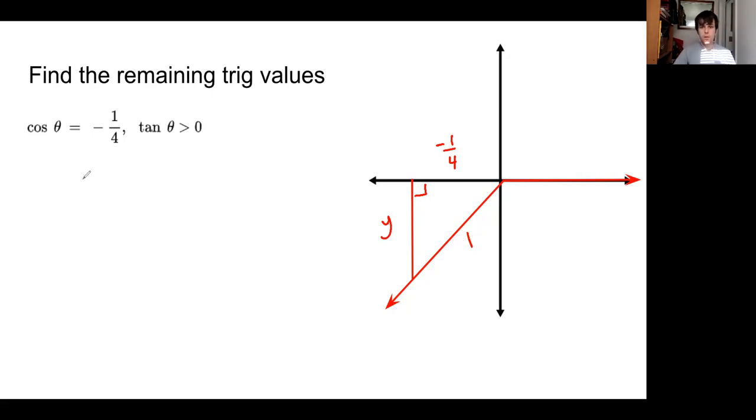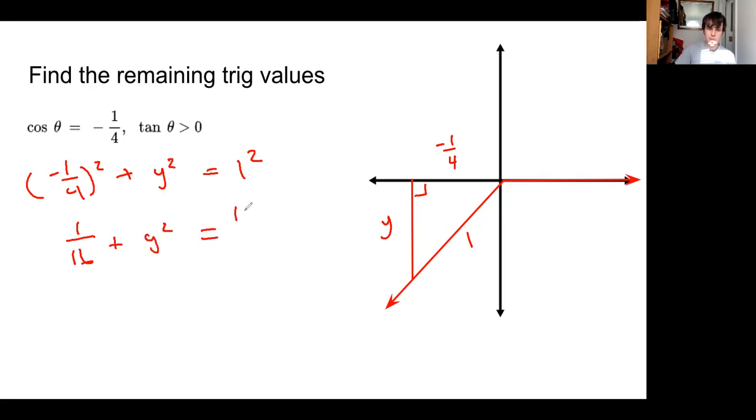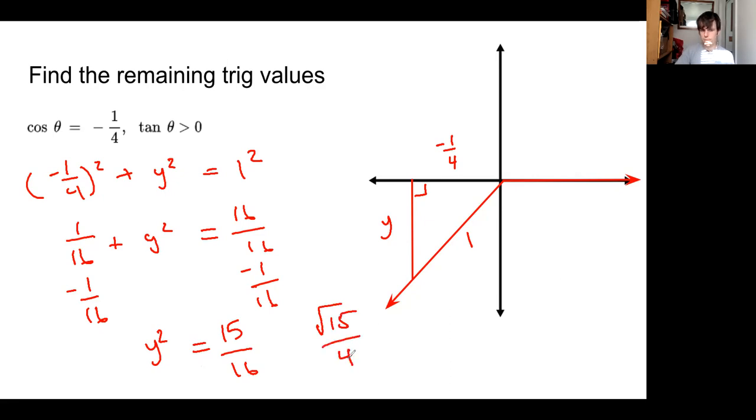So just go ahead and go quickly through this. It's (-1/4) squared plus y squared equals 1 squared. That's going to be 1 over 16 plus y squared equals 1, which is 16 over 16. And then subtract 1/16. Going a little fast here, but it's just the Pythagorean theorem. We get y squared equals 15 over 16. When I take the square root of that, I get square root 15 over 4. And so that's going to be my y value.